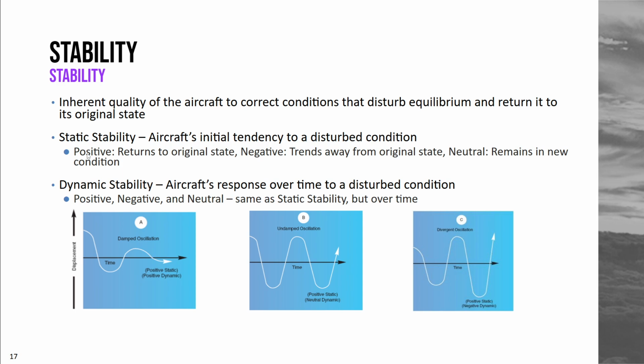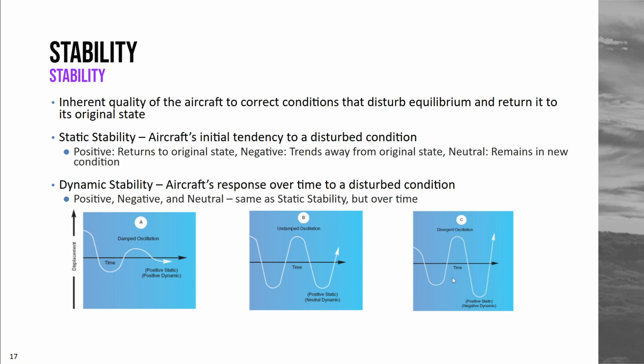Now, say I push that nose down, and all of a sudden these oscillations don't get any better. That aircraft is just going up and down like waves consistently. That's neutral dynamic stability. The aircraft's response over time to the disturbed condition is staying the same. Now, if I have this happen where these oscillations are getting worse over time, that's negative dynamic stability.